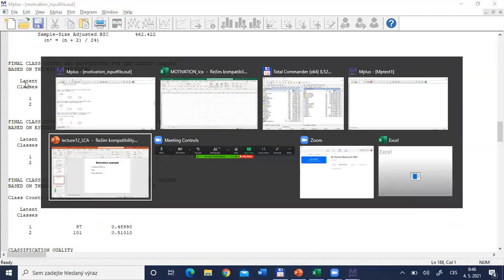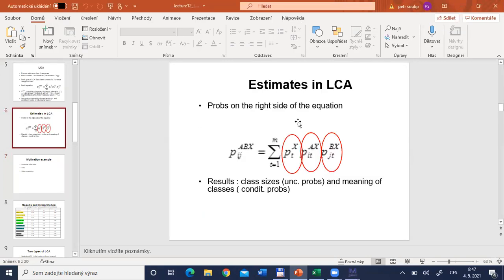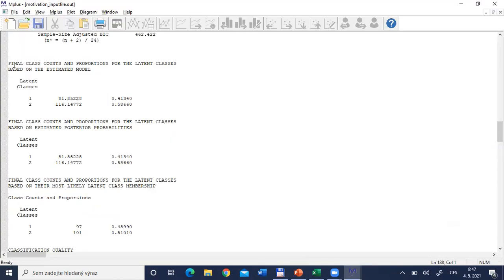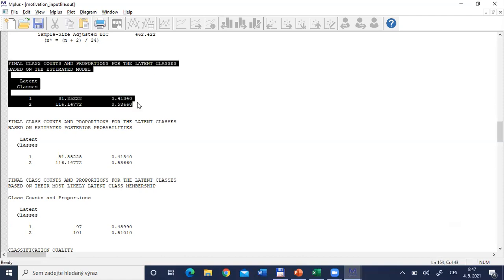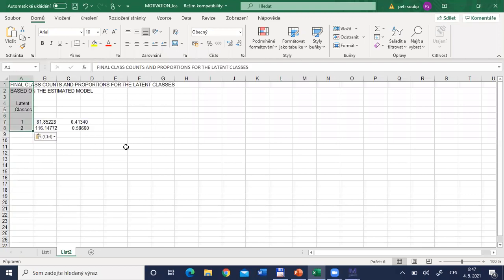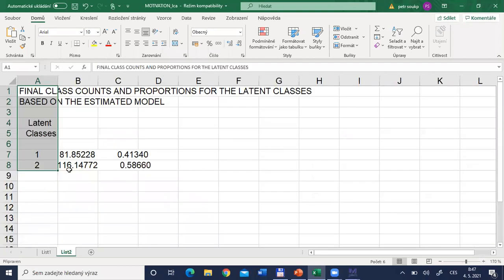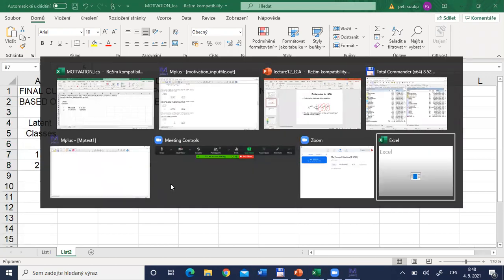Once again, if I go back to our equation, these probabilities, usually in percentages, will be presented here. This section is called final class counts and proportions based on estimated model, and then based on posterior probabilities. These two should be very close to each other, but I would take the first from my model and copy it to Microsoft Excel and make it bigger. So here we have the information that I asked for two latent classes, and the sizes of these latent classes are approximately 82 and 117, and the proportions are 41 to 59.